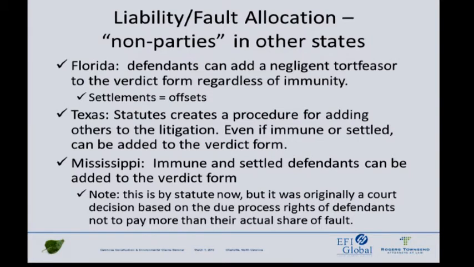Brian and I tried a case in Mississippi right after they passed the statute, but the law was still in place. They actually did it through a judicial opinion as a matter of due process, that defendants have a right not to pay more than their fair share of fault. And so they had issued an opinion saying that the jury has the right to allocate fault amongst all the potentially at-fault parties.